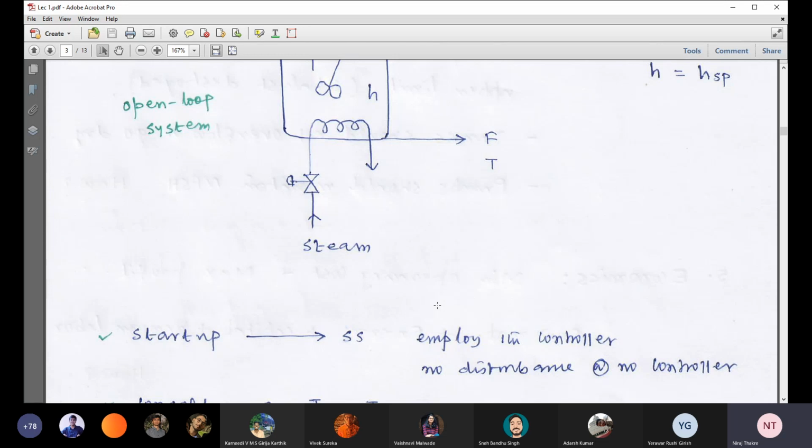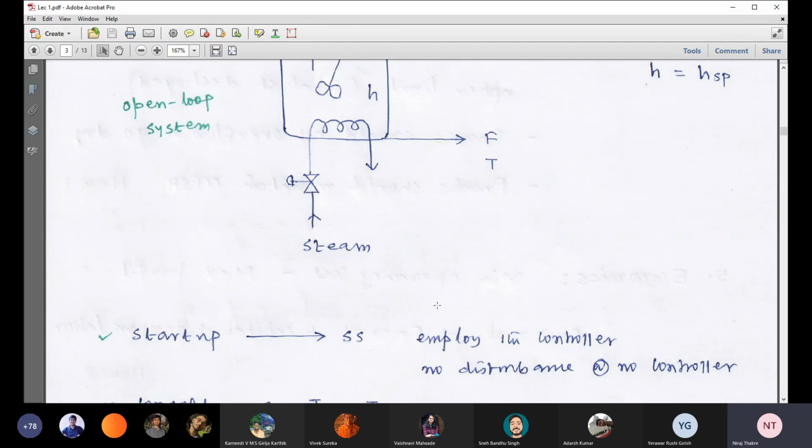This is the general concept. Now, the point is that if your process is always at steady state condition, then there is no need of any controller. If your process remains at steady state all the time, then we do not need any controller.